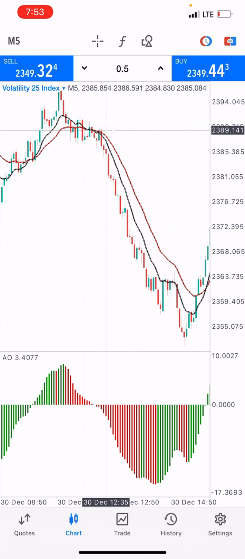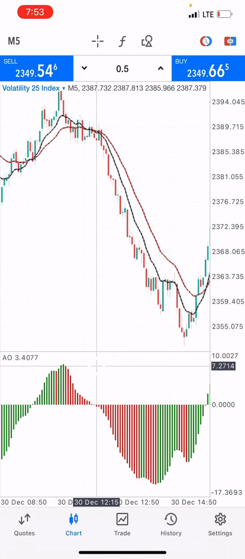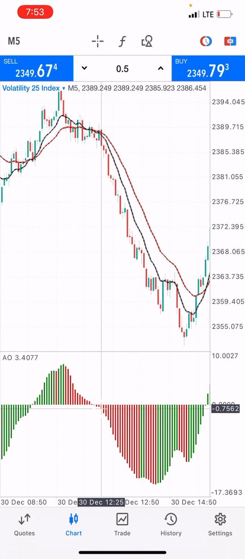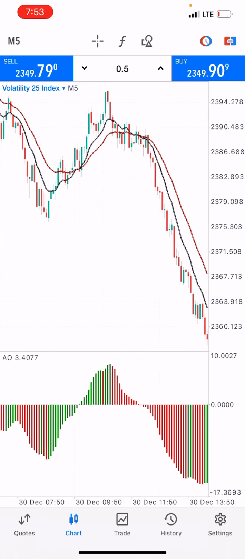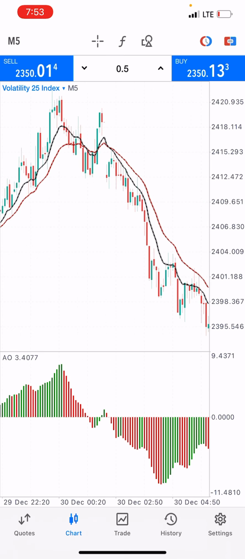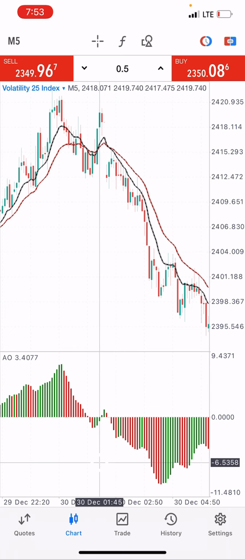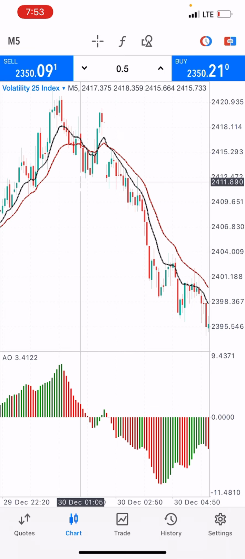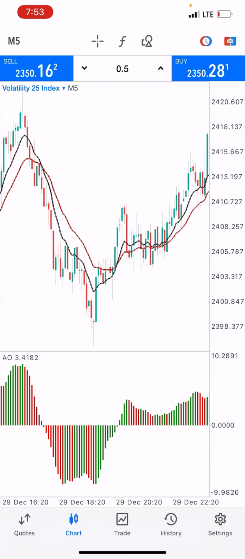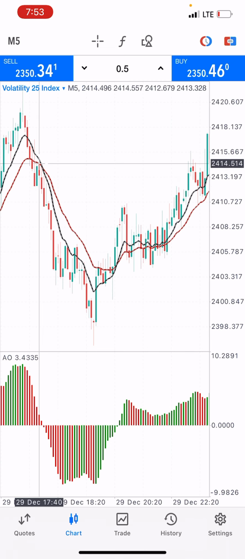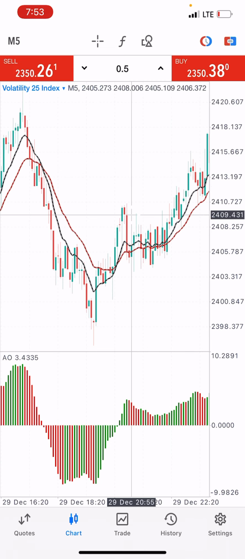The red moving average crossed above the black moving average, and then at this point, below the zero level, guys, the awesome oscillator. It's a very powerful strategy. When you see both conditions are met, you enter the trade and then you make money, to the glory of God. Look again, it crossed above and it sold.